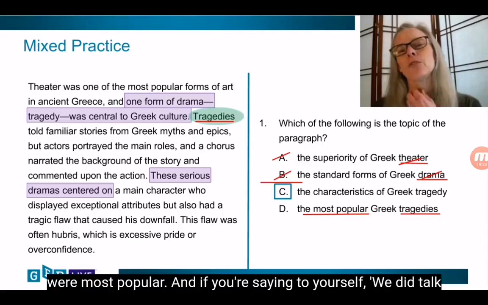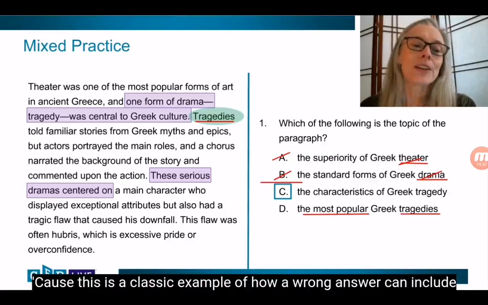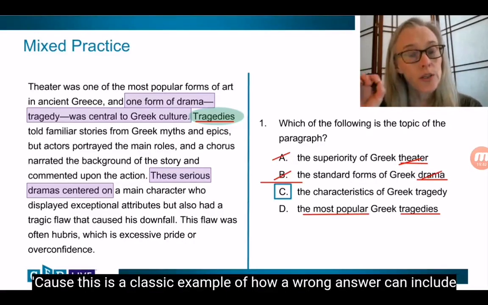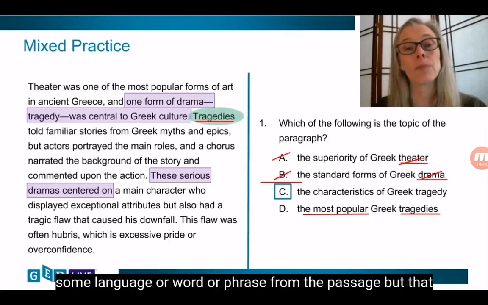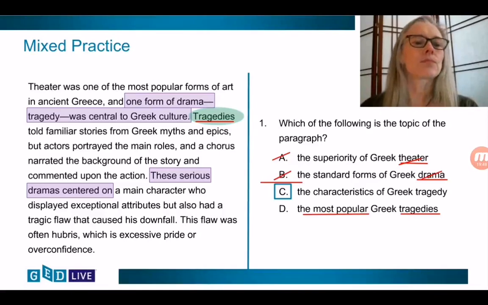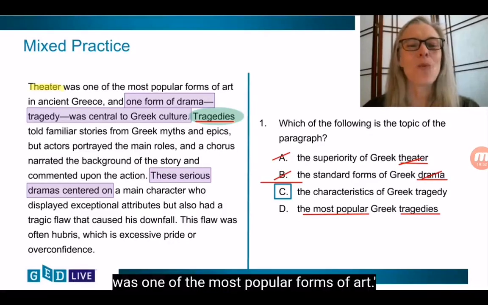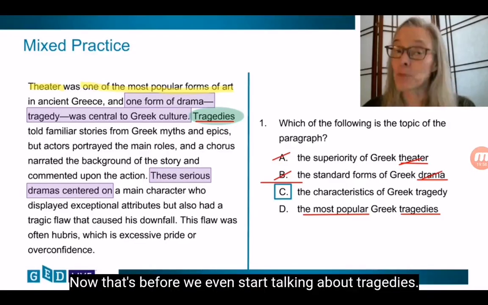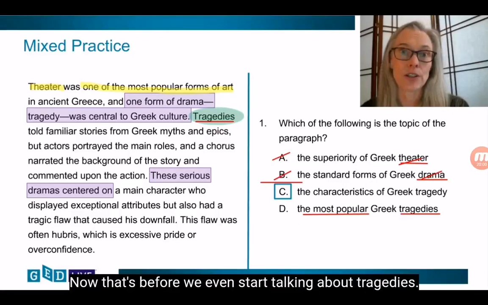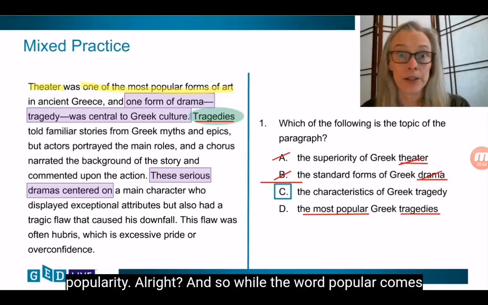And if you're saying to yourself, well, it did talk about the tragedies being popular, be very careful. Because this is a classic example of how a wrong answer can include some language or a word or a phrase from the passage, but that doesn't make it right. Because what the passage said is that theater was one of the most popular forms of art. Now that's before we even start talking about tragedies. But that's the only time that the passage talks about popularity, right?